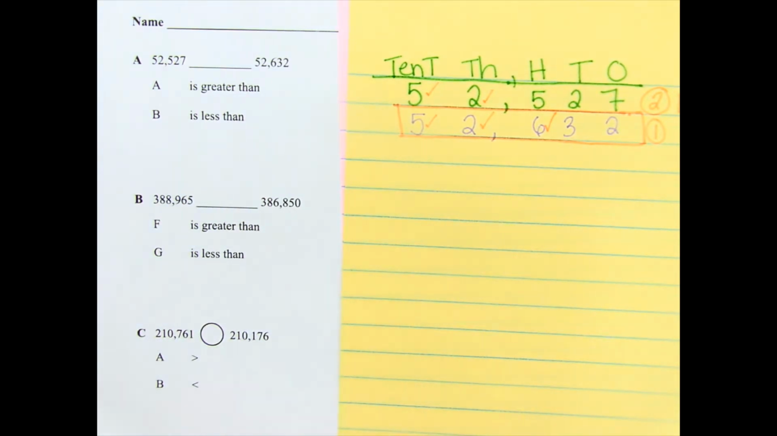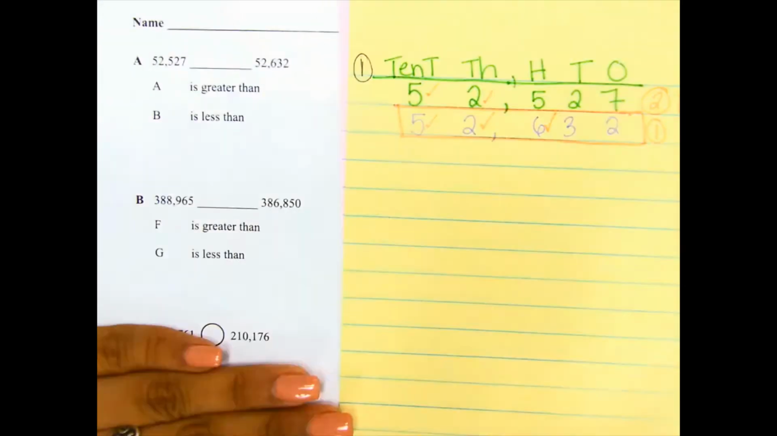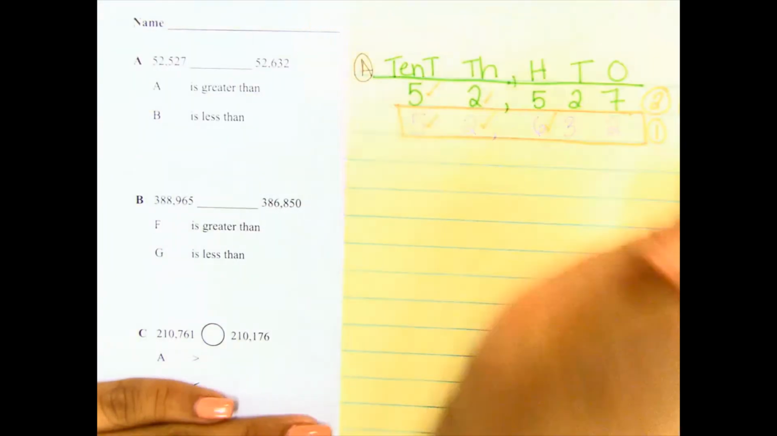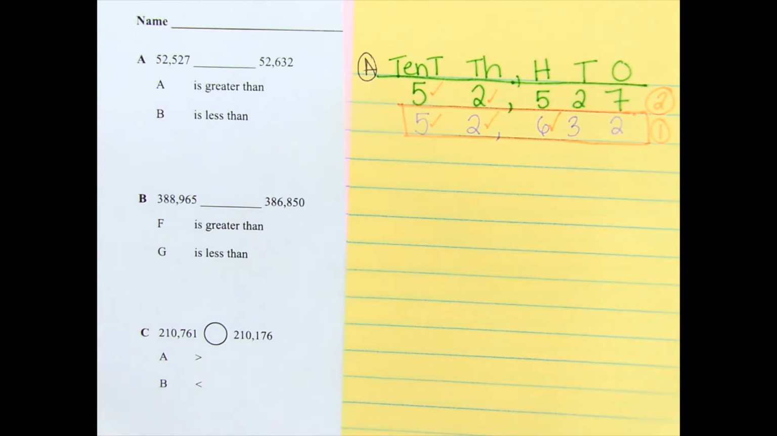So now we're done with question number 1. So that was question number 1. So I'm going to put a number 1 right here. Or A. I should put A. That is my letter A. Now I'm going to move on to letter B.